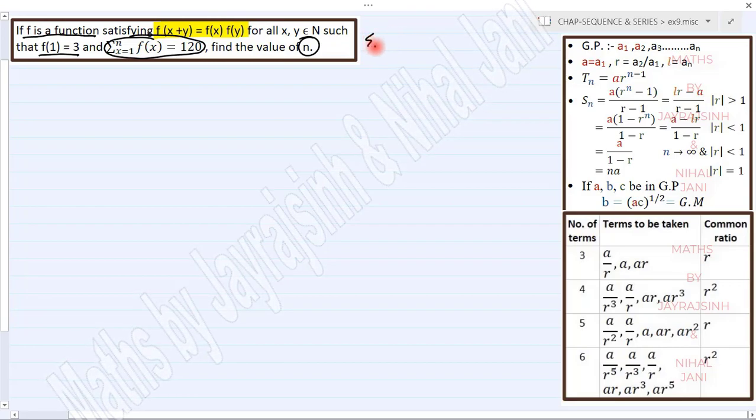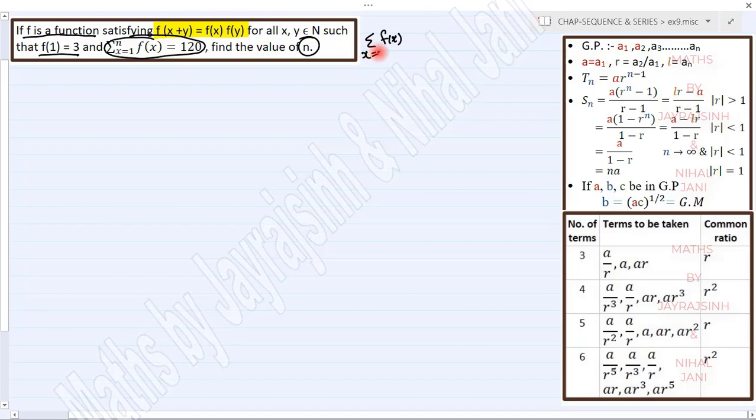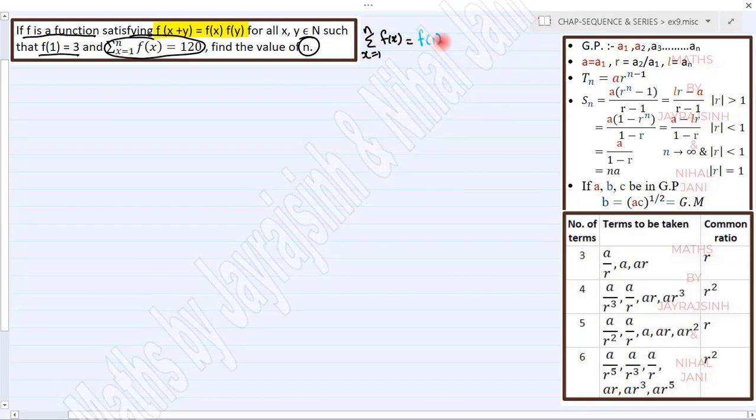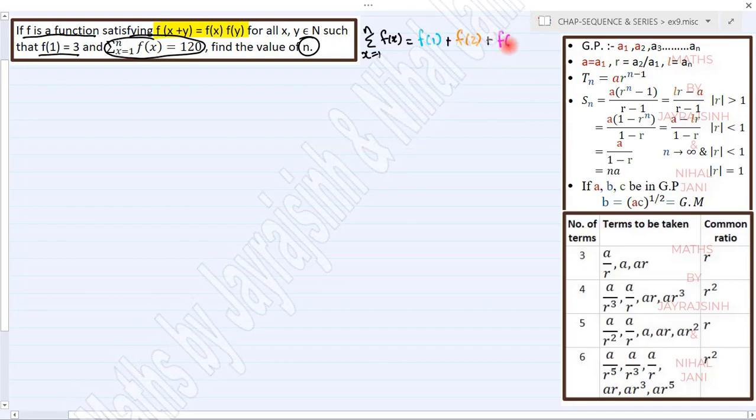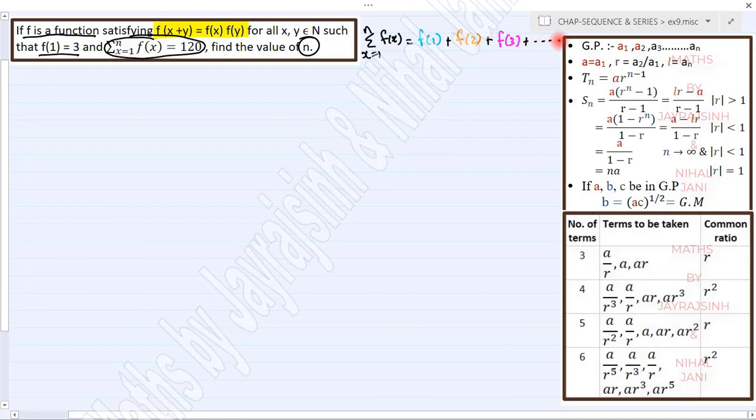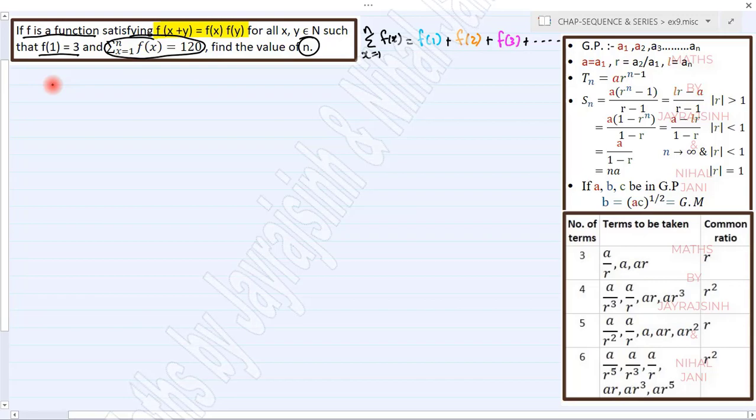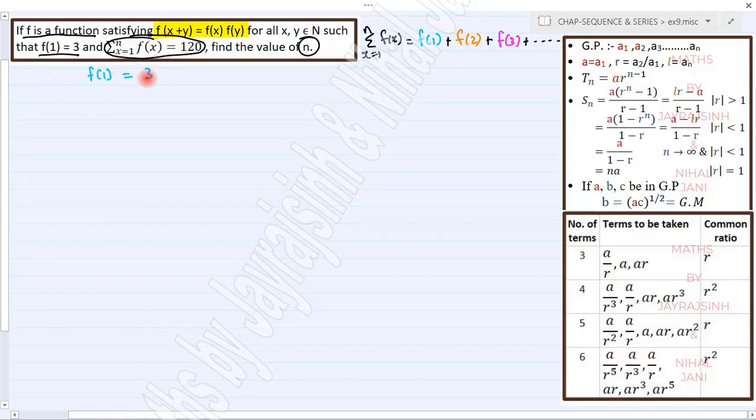First of all, let me brief you. Summation of f of x from x equal to 1 to n is actually the summation of f of 1 plus f of 2 plus f of 3 and so on. So first of all, you have to obtain all the values. Now, it is already given that f of 1 is equal to 3.